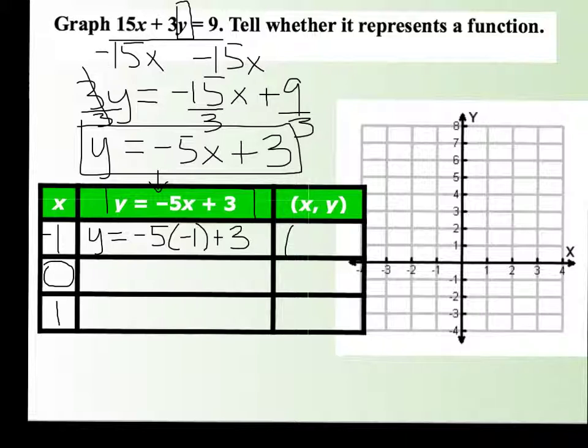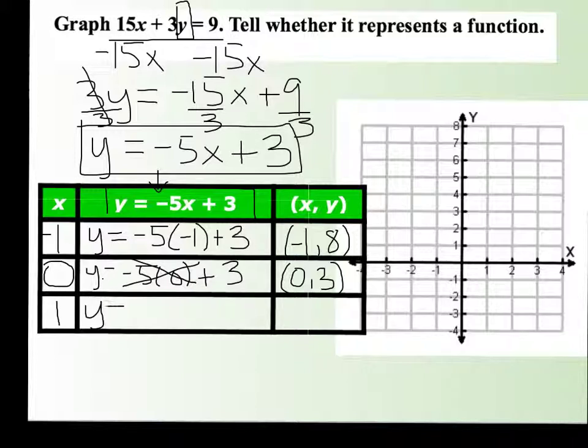So our first point is going to be negative 1 and positive 8. Next we have y equals negative 5 multiplied by 0 plus 3. This is much simpler to solve because the negative 5 times 0 just cancels out to be 0. And so my point here is going to be 0, 3. Try to guess what point that is. I'll give you a hint. It's an x or a y intercept. And then we'll go ahead and solve for this one. So we get negative 5 multiplied by 1 plus 3. Negative 5 multiplied by 1 is negative 5, plus 3 is negative 2. So this point is 1, negative 2.